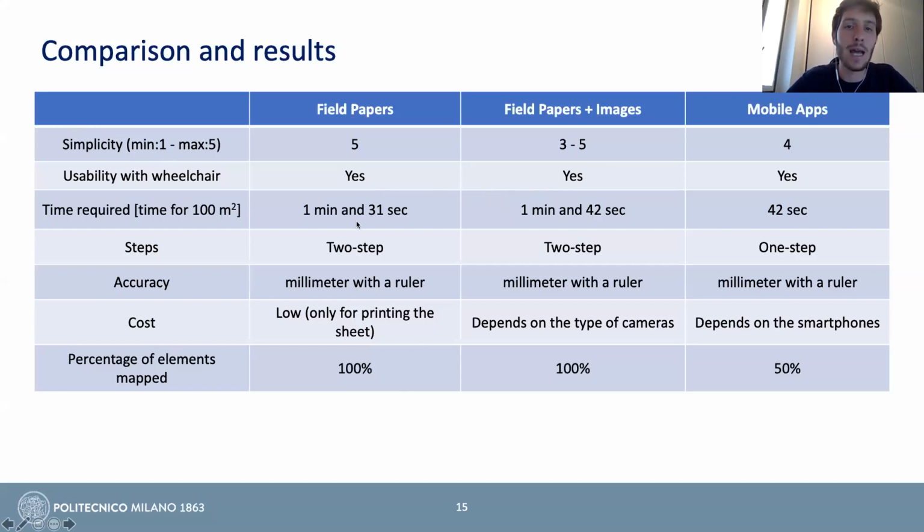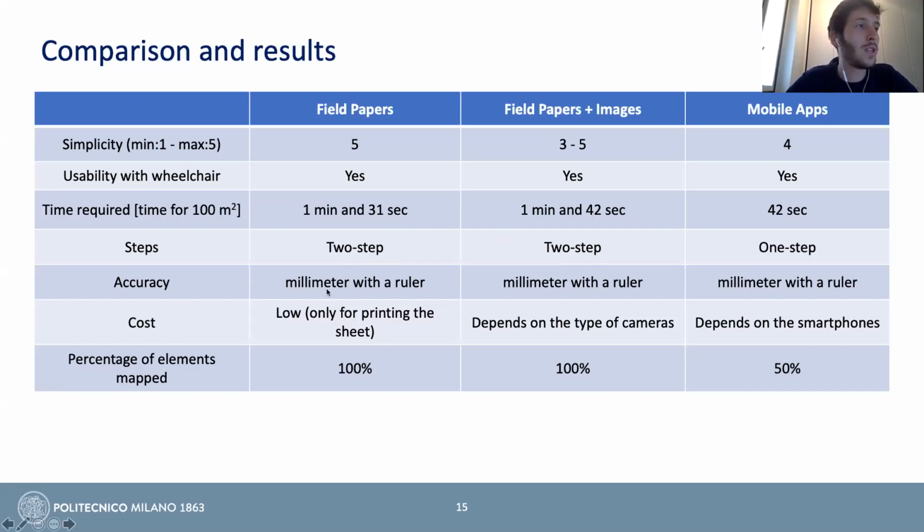We did some time tests on how much time is required to map the elements, and how much was expected. We found that the use of Field Papers required more time, because the activity requires a second step, as reported below, to insert the data inside OpenStreetMap, because in the field I can only draw some lines on the paper, but after that I have to import these lines inside OpenStreetMap.